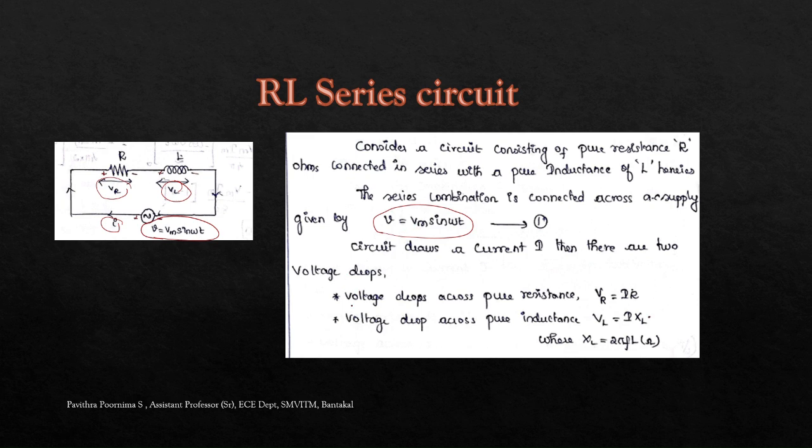Since there are two voltage drops, one across the resistance and one across the inductance, we write VR equal to, according to Ohm's law, I into R, and VL equal to I into XL. I is the current through the inductance and XL is the inductive reactance, which can be written as 2 pi FL. The units of inductive reactance and capacitive reactance are the same. Resistance opposes the current in the resistor circuit, and the reactance opposes the current in the inductance and capacitor circuits.